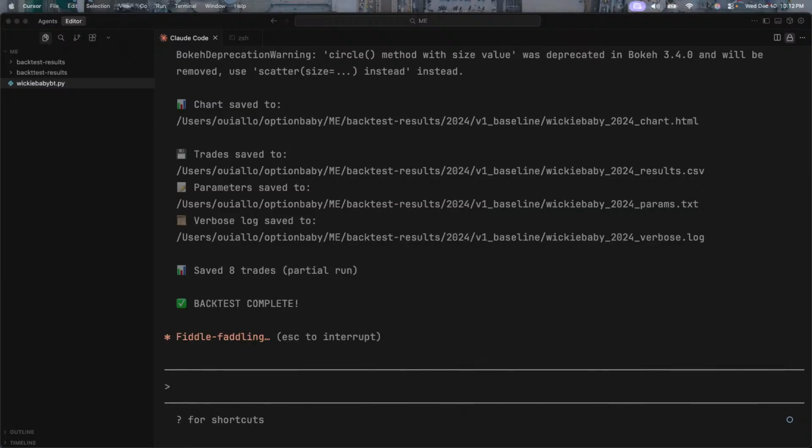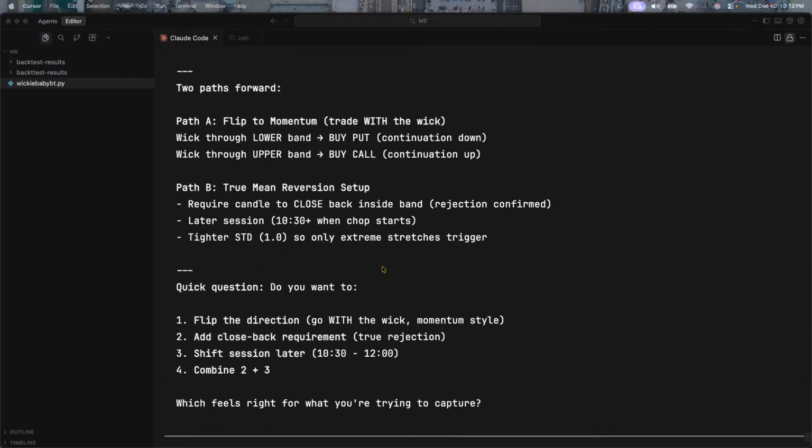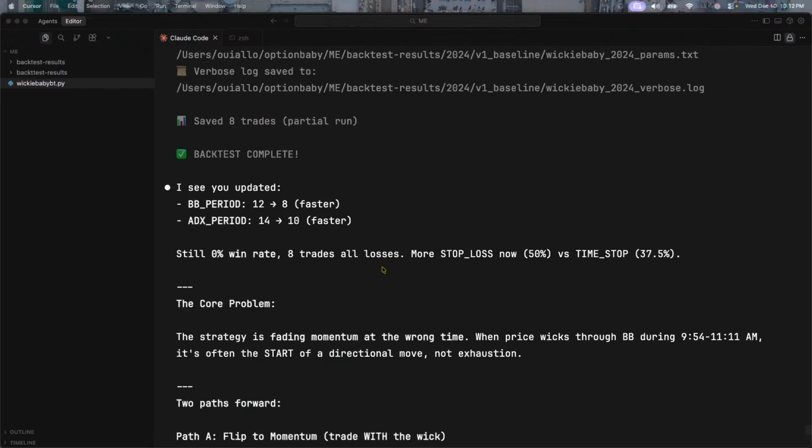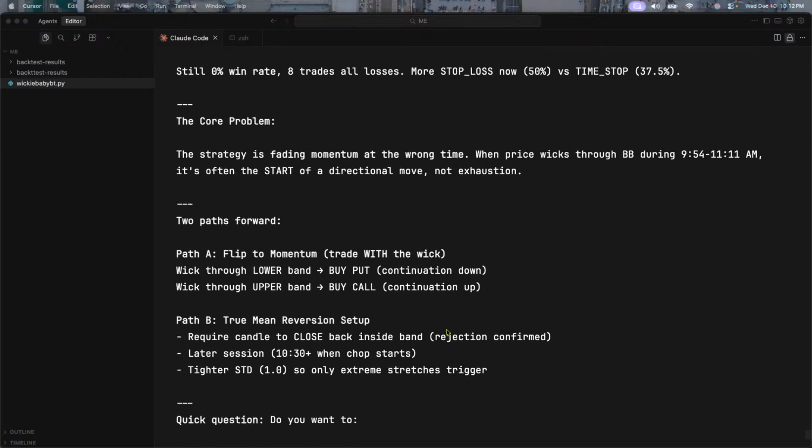I think we're going to go do it. Again, I'm not going to make this a long session. Hold on. Okay. Flip the direction. Go with the wick, the momentum style, right? Close back required, true rejection. Shift to a later session. The strategy is fading the momentum at the wrong time. When the price wicks through the BB 945 to 1140, it's often the start of a directional move, not exhaustion.